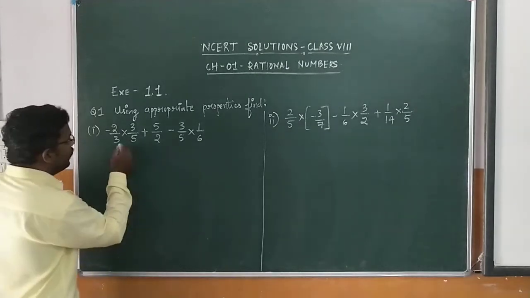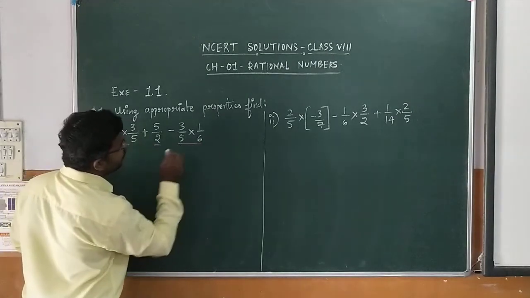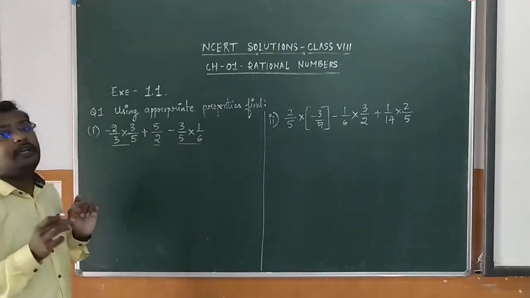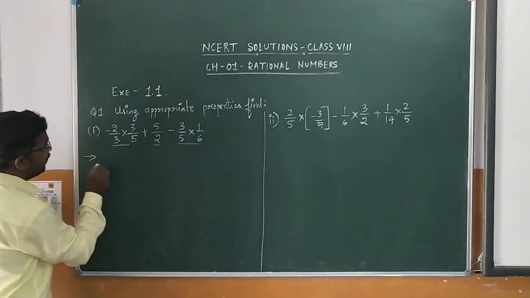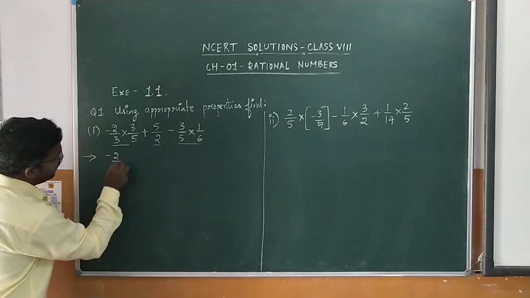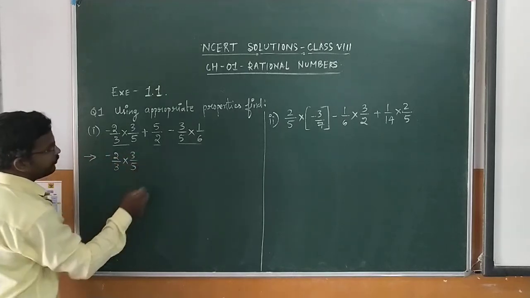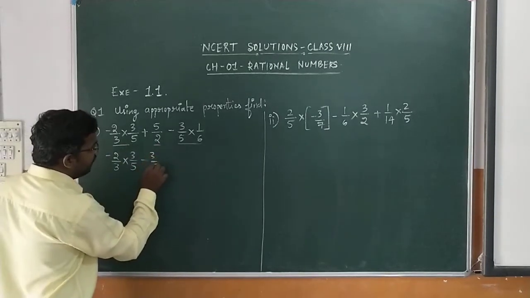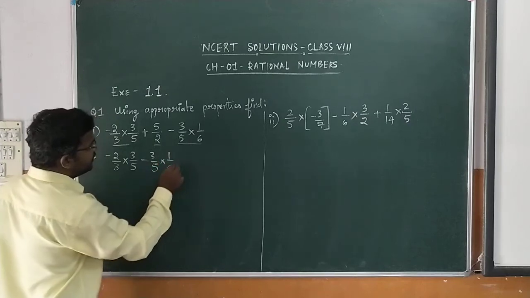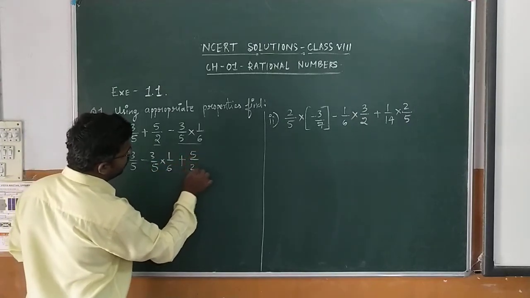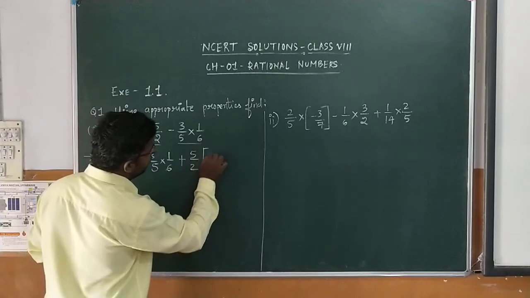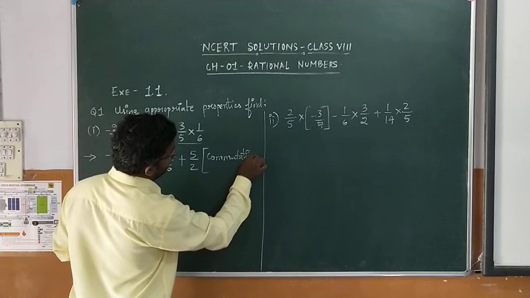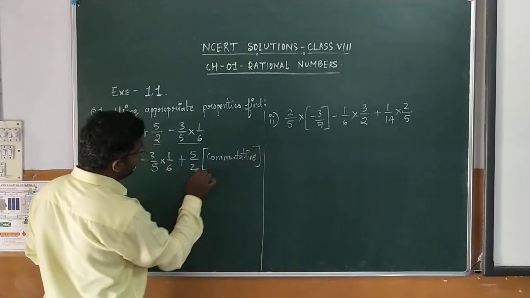So, these are the three terms we have. This one we are shifting from here to here using the commutative property. When you shift, what will you get? Minus 2 by 3 into 3 by 5, minus, because the whole term we are taking, minus 3 by 5 into 1 by 6, plus 5 by 2. Using which property? Using the commutative property.